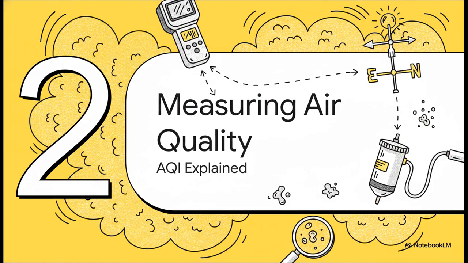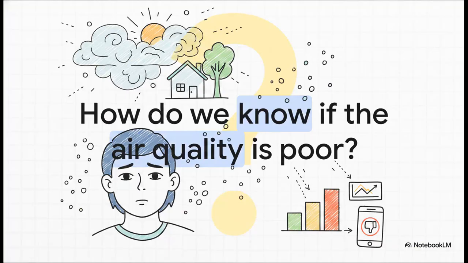Moving on to Section 2. Measuring air quality and the AQI. So, now that we have our foundational definitions, we have to ask ourselves, how do we actually measure and quantify this invisible threat? You step outside, maybe the sky looks a little hazy, but how do we definitively know if the air quality is poor? Well, the answer lies in translating wildly complex atmospheric data into something everyday citizens can actually understand and act upon.